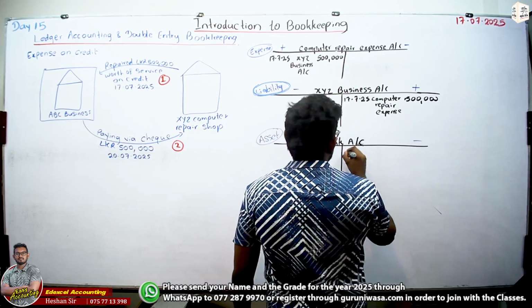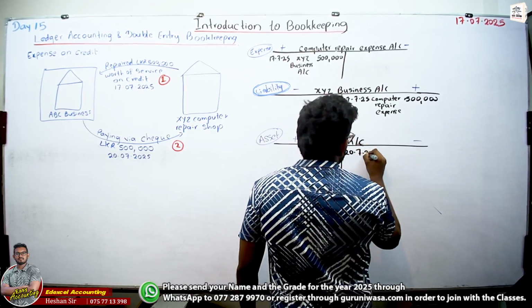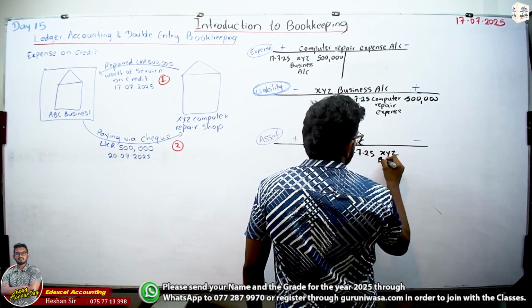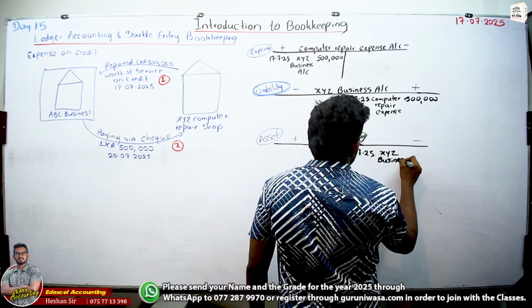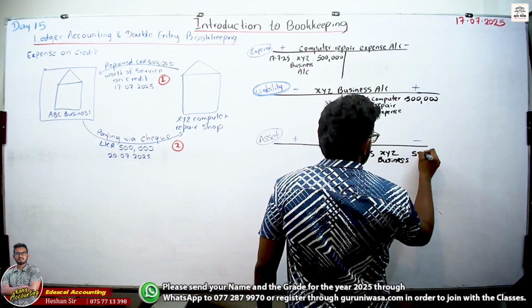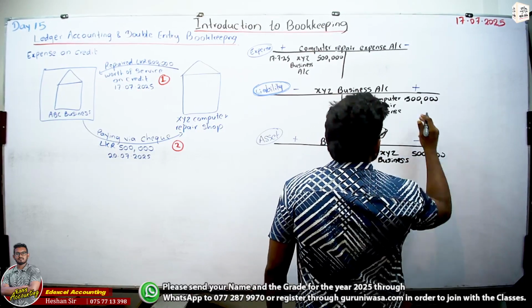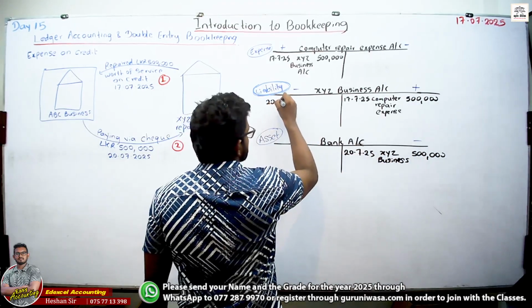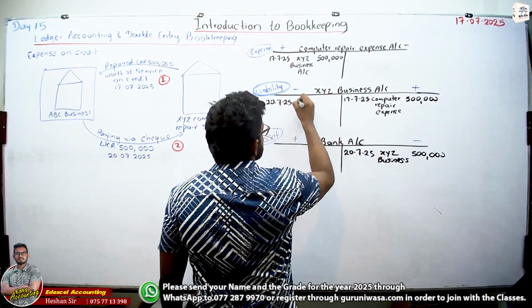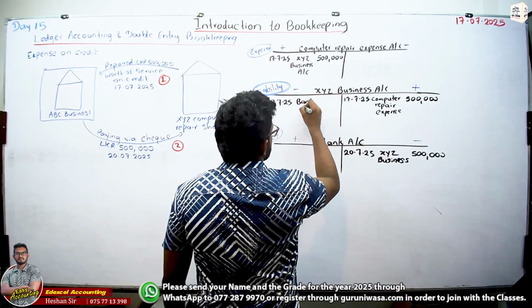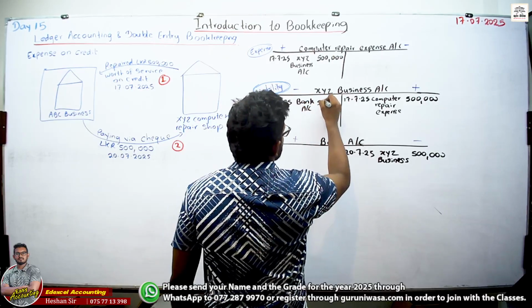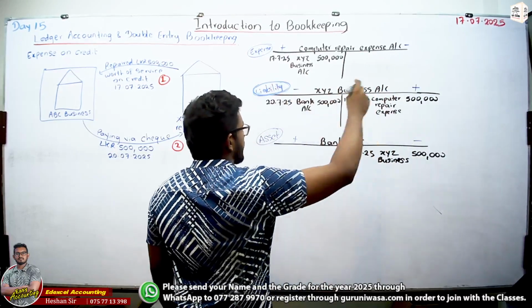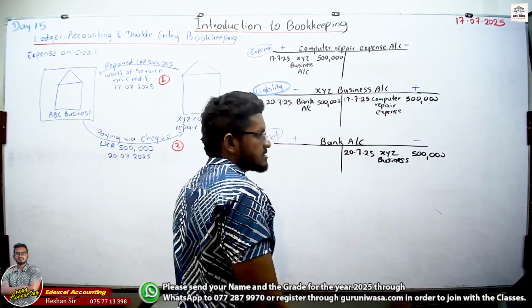The date is 20th June 2025. So when we give the check, our liability decreases. So bank account credit 500,000. XYZ business debit 500,000. Clear to you? So then this liability account will close, no more liability. So that is how it goes.